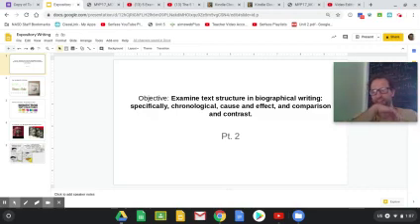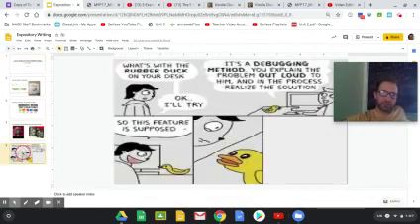Hey, hey, hey. Part two. Once again, we're examining text structure and biographical writing, specifically chronological, cause and effect, comparison, and contrast. We did not get a chance last time to talk about a little active recall, so I wanted to just do this.